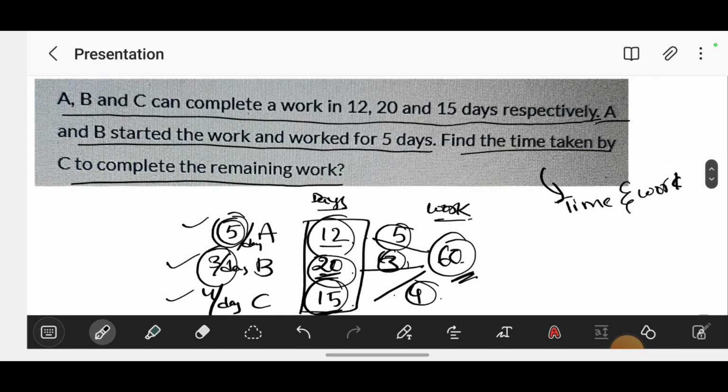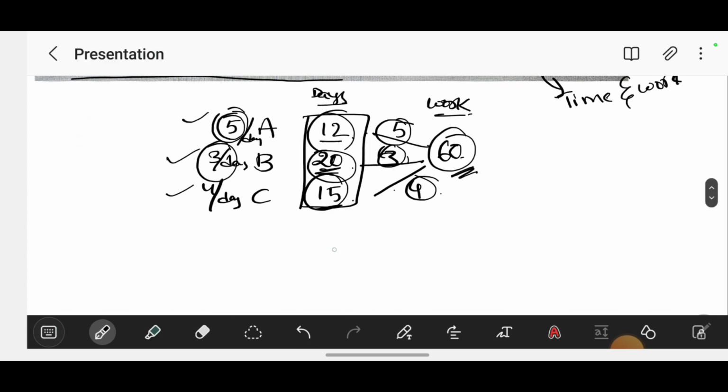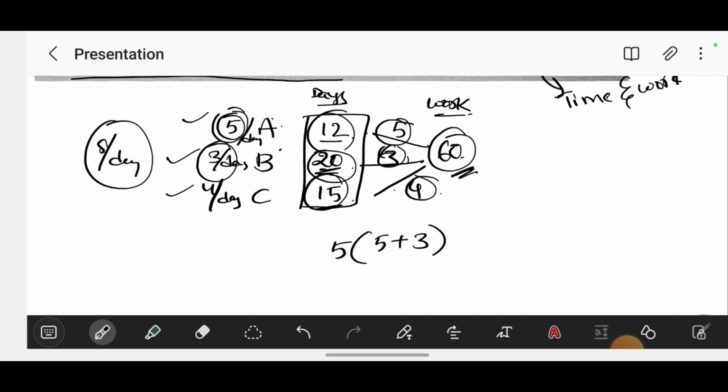Right. Next, he is saying A and B started the work and worked for 5 days. So for 5 days, A and B together worked. In a day A can work 5 units and B can work 3 units, so together they complete 8 units per day. For 5 days, 5 into 8, it is 40. Eliminating 40 from 60, the remaining work is 20 units.